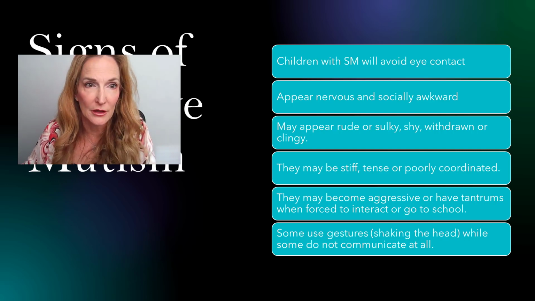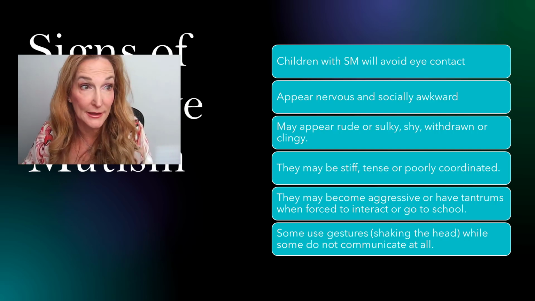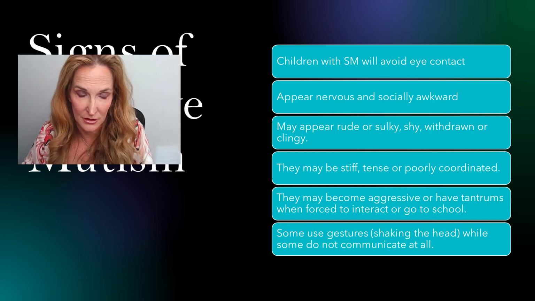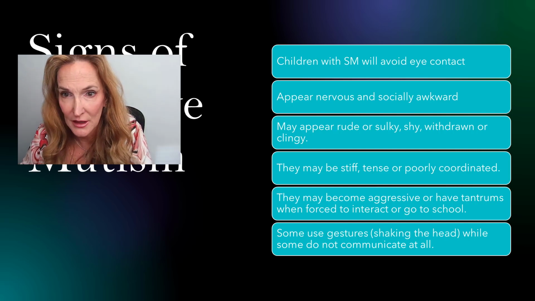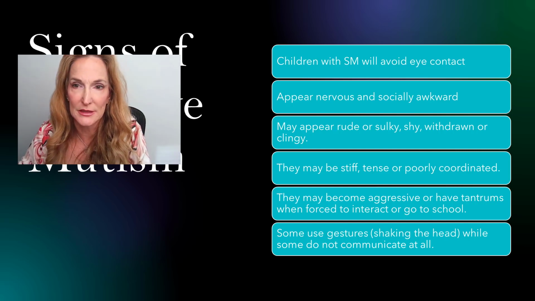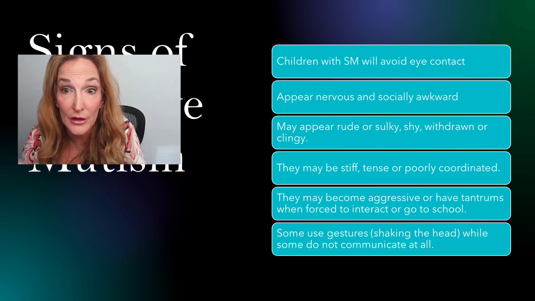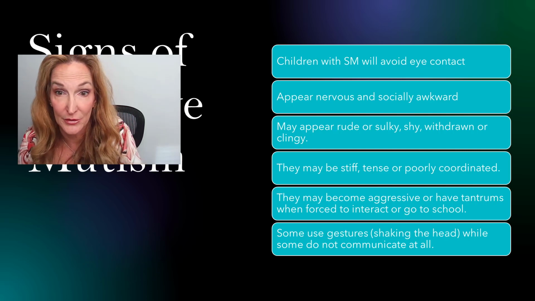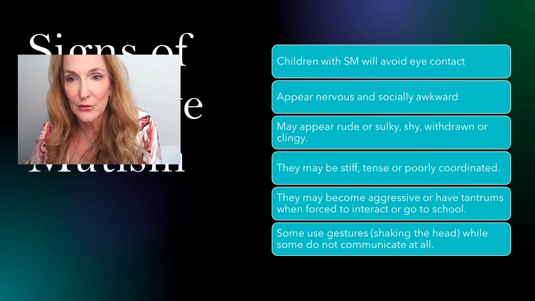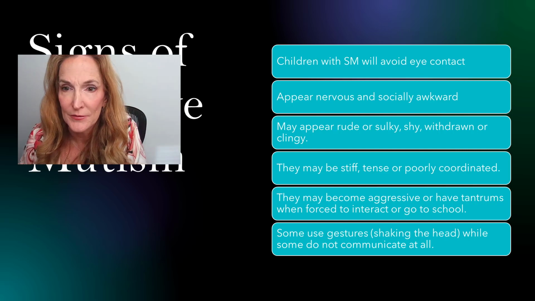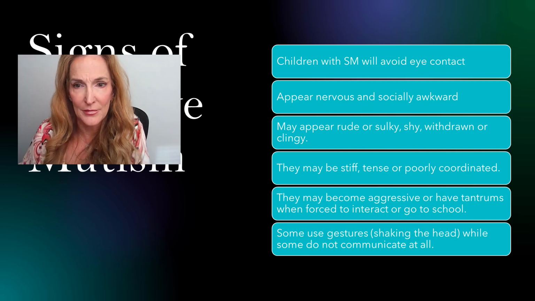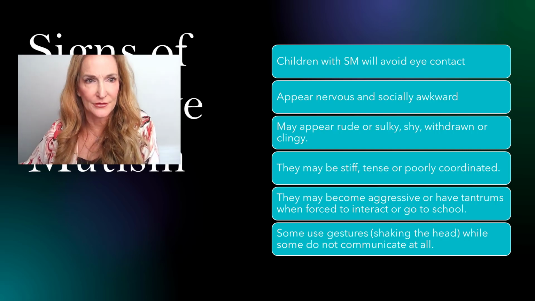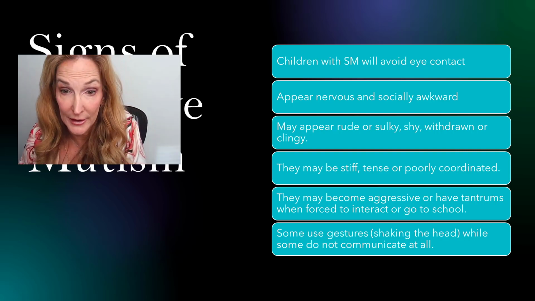First of all, they often will avoid eye contact, especially when they're trying not to talk to someone who makes them nervous. They appear very nervous and socially awkward when they're in those situations. They might even appear rude or sulky, very withdrawn and extremely clingy. They might be stiff, tense, or even seem kind of poorly coordinated.